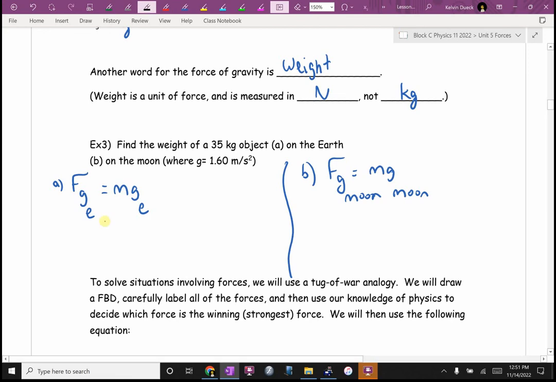Derek, my friend, what's the mass on the Earth? What's the mass on the Moon also? Your mass does not change whether you're near a black hole, whether you're on Jupiter, whether you're on the Moon, whether you're on the Earth. The mass is a constant thing that doesn't change. It's your inertia. It's the amount of protons and neutrons and electrons that make you up. What does change is the acceleration due to gravity. What's g on the Earth?